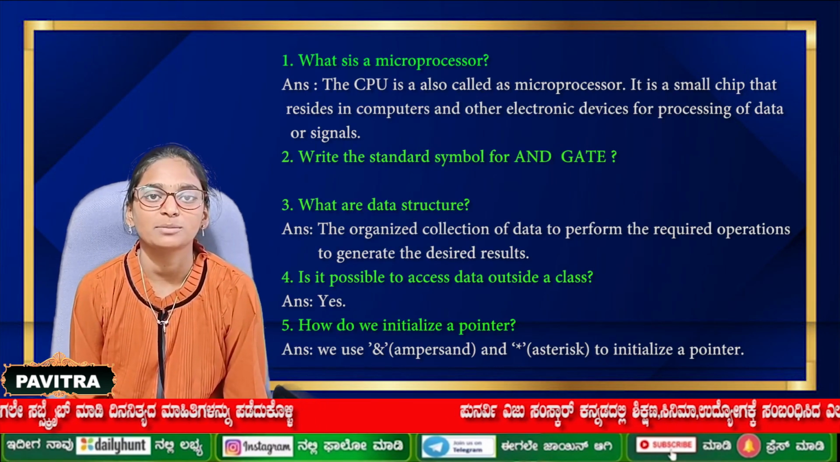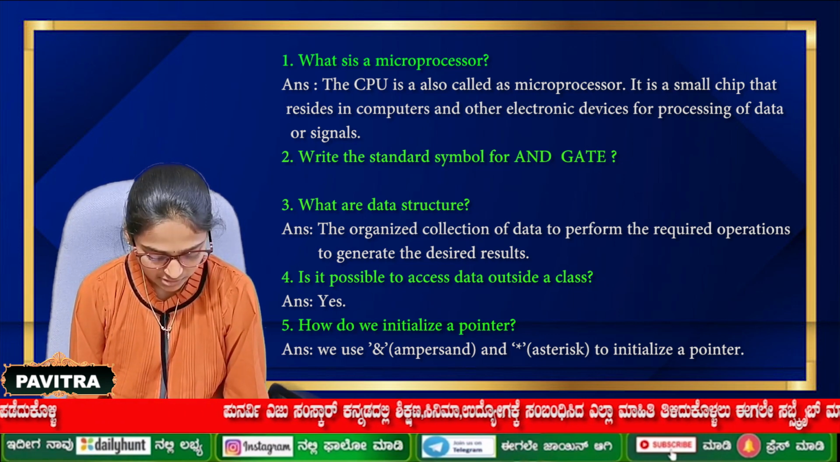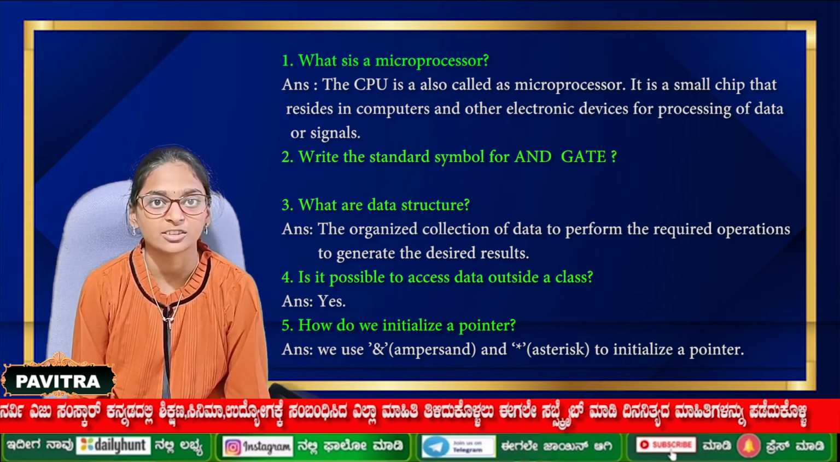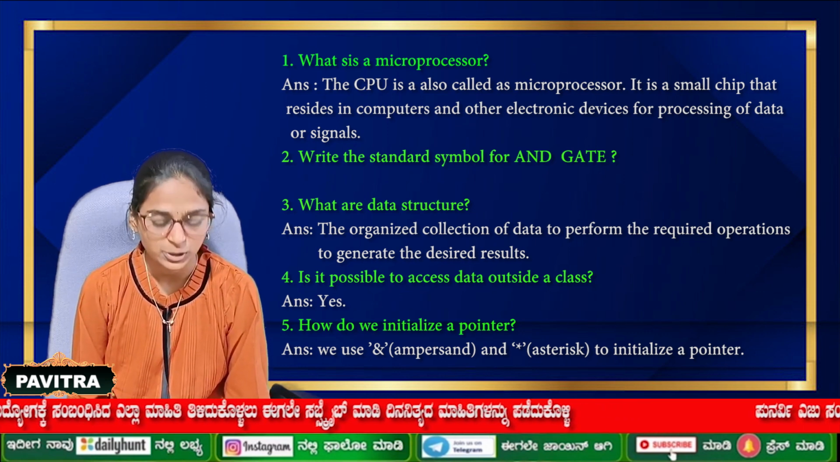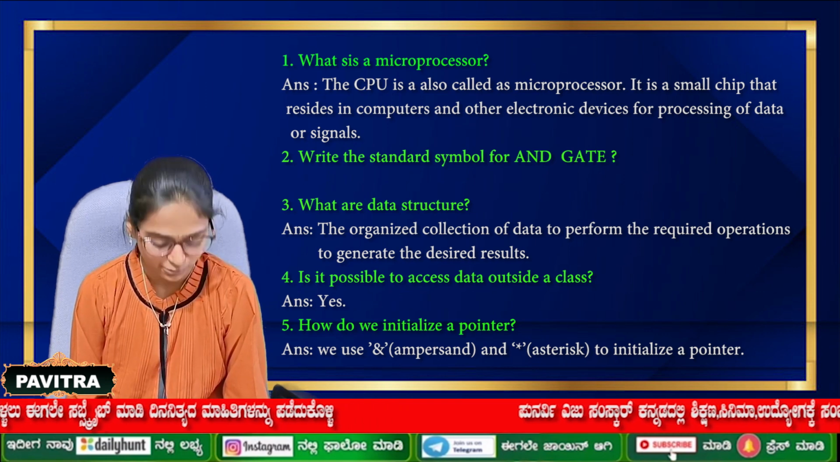First question, what is a microprocessor? Answer, the CPU is also called a microprocessor. It is a small chip that resides in computers and other electronic devices for processing of data or objects. Second question, write the standard symbol for AND gate. Please refer to the textbook for it.